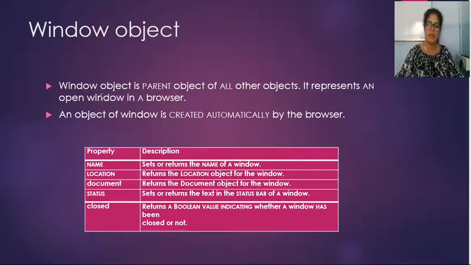Window object is a parent object of all other objects. It represents an open window in a browser.